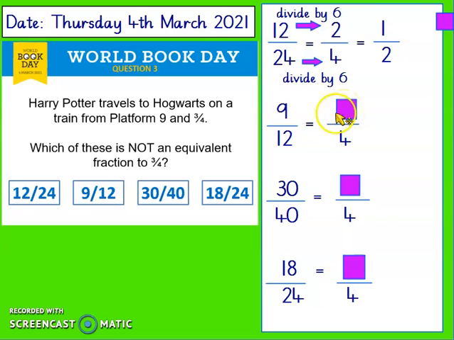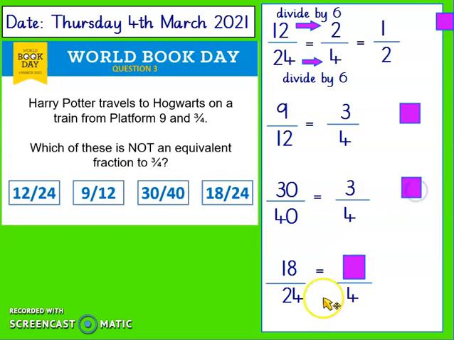Can we do the rest? Pause now, answer, and then unpause to find out. So 9/12, we divide that by 3, so we divide this by 3. It's 3/4. 40ths, we divide by 10, so we divide the top by 10. We divide by 6, so we divide the top by 6. So the answer is 12/24ths. That equals a half, not 3/4.